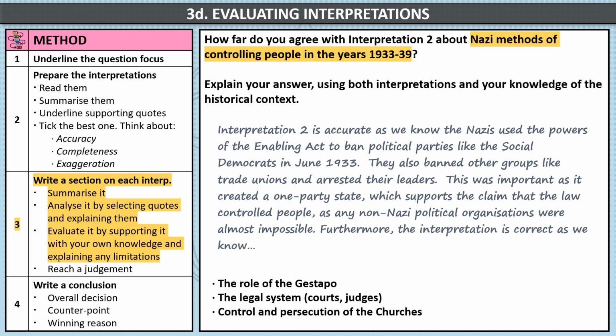And now it's your turn to add some more knowledge of your own to support the interpretation. Perhaps you could write about the role of the Gestapo, the legal system, or the way the Nazis took control of the churches and persecuted leading members of the clergy, like Martin Niemöller, for example. When you do it, don't forget to use these key phrases in your work.